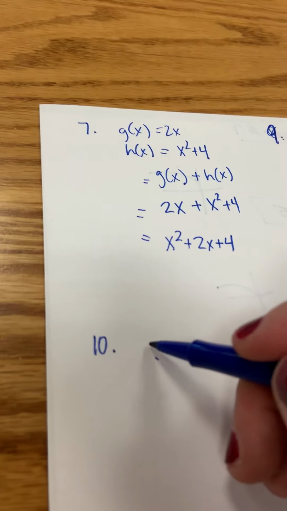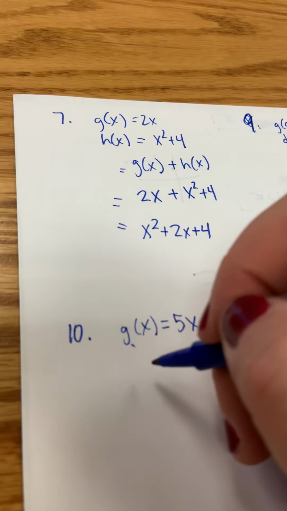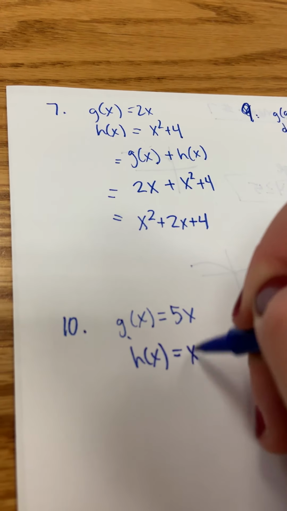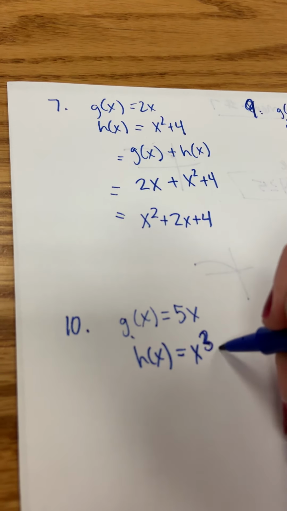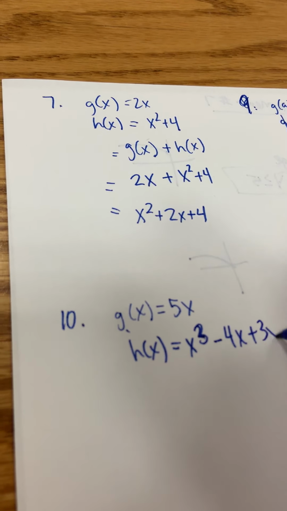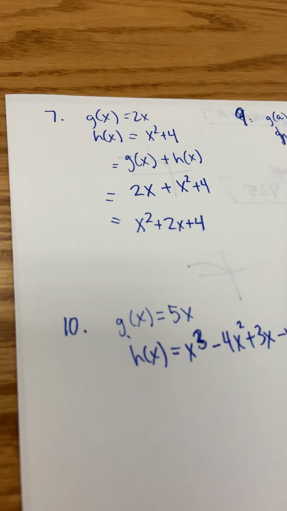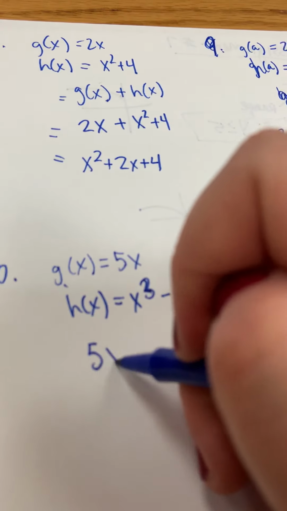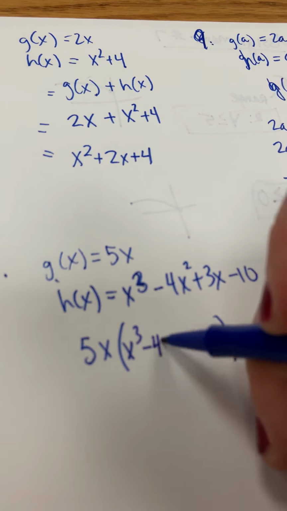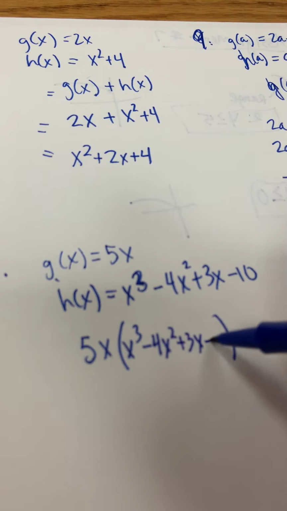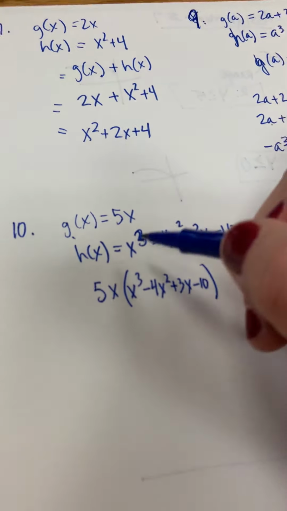10 is, okay, so we have g of x, and that's equal to 5x. And we have h of x, and that's equal to x cubed minus 4x squared plus 3x minus 10. And they want us to multiply. So 5x times x to the third minus 4x squared plus 3x minus 10. So this is just a general distributive property problem.